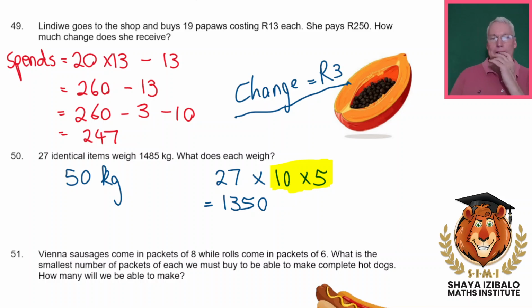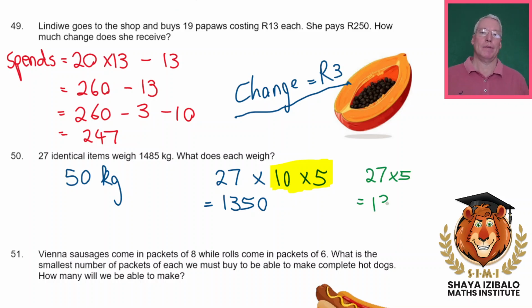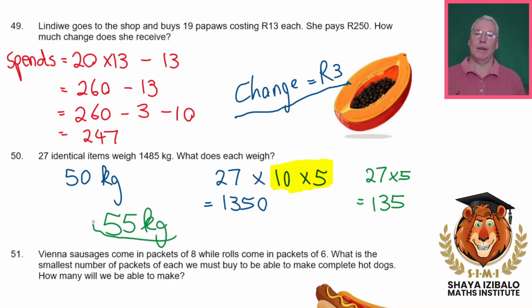Okay. And in fact, 27 times 5 is 135. So we've got another 5 kilograms. Final answer, 55 kilograms. We could have done that by long division as well, right? But either way, your mental arithmetic needs to be quite good. Okay, the next one.